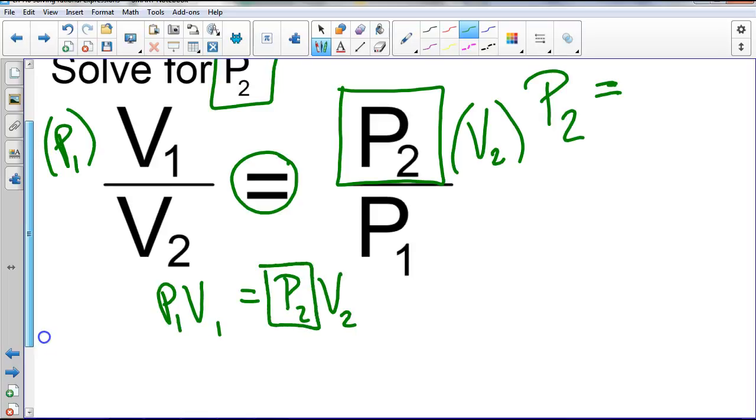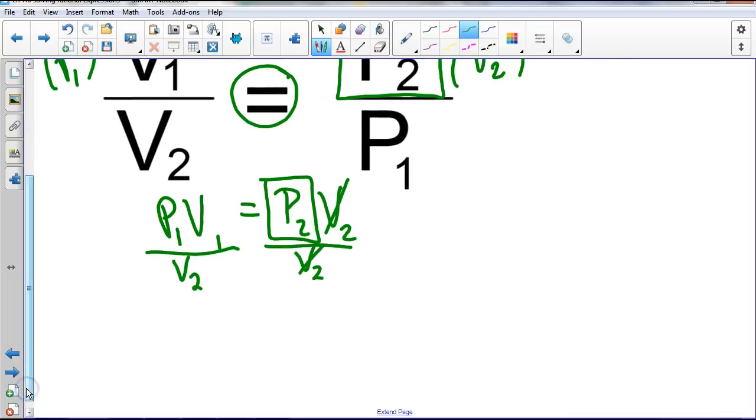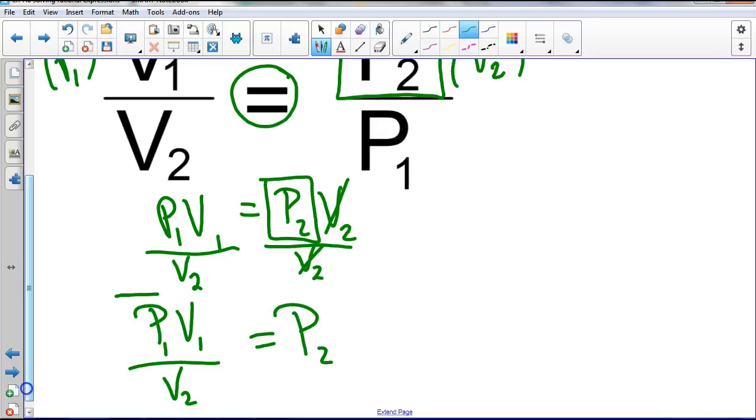Again, I'm going to keep this P sub 2 box, so just a reminder that that's what you're solving for. And that means you have to undo how to get V sub 2 to the other side. Well, if it's being multiplied by P sub 2, then you have to divide it on both sides. So we need to divide by this V sub 2 on both sides. These divide out. And finally, you are left with P sub 2 is equal to P sub 1 V sub 1 all over V sub 2. And that is your solution. All we're doing is rearranging the formulas, solving for a different variable.